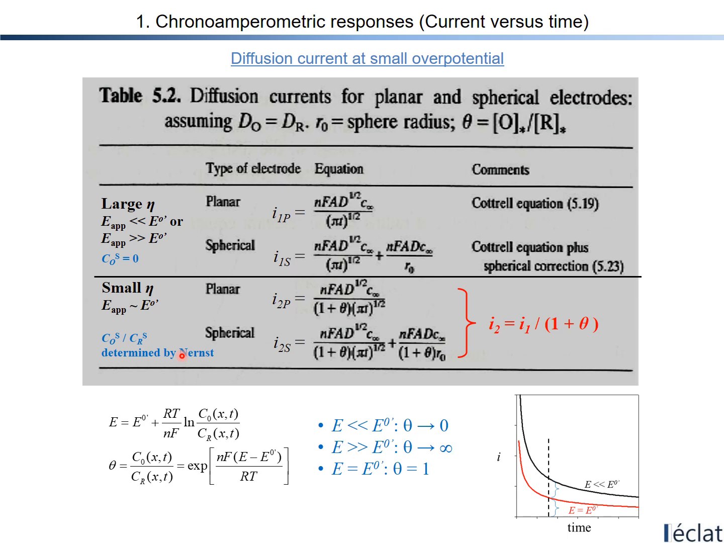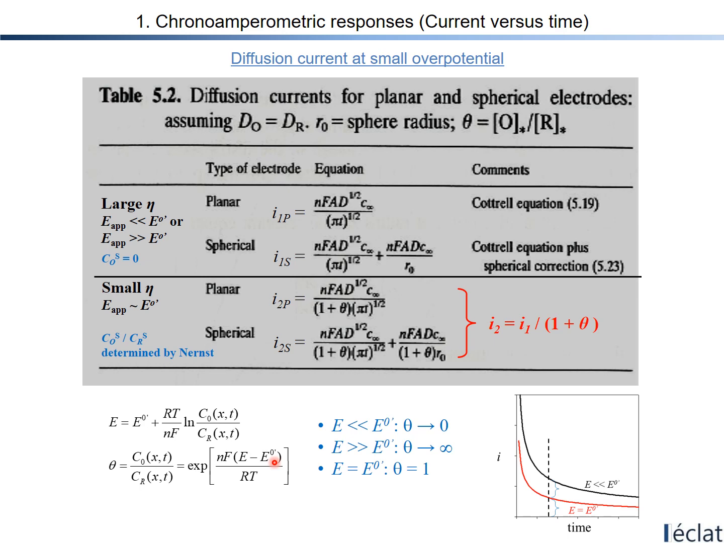So let me define the composition of the oxidized species and reduced species as zeta. Actually, zeta is like that: the concentration of oxidized species per concentration of reduced species. Of course, the ratio is determined by your applied potential.